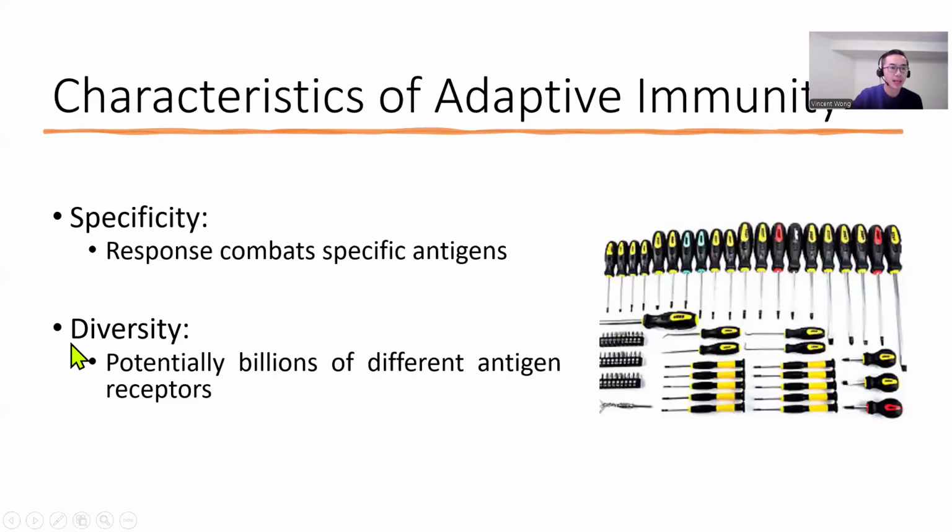Next, two things are specificity and diversity. I'll read it to you first and I'll try to explain it. Specificity refers to the ability to form responses to combat specific antigens, whereas diversity means potentially billions of different antigen receptors. All right.